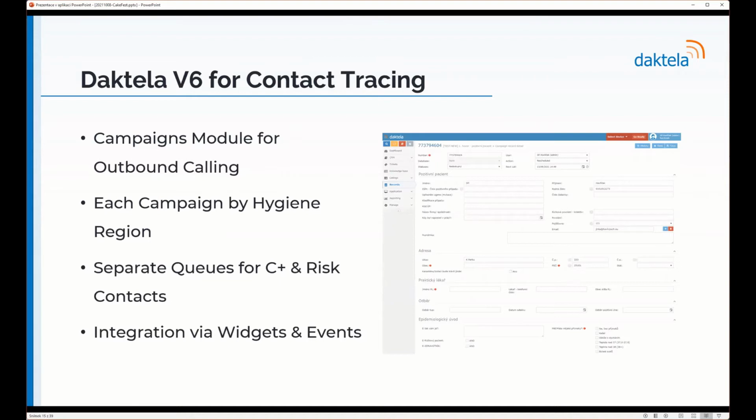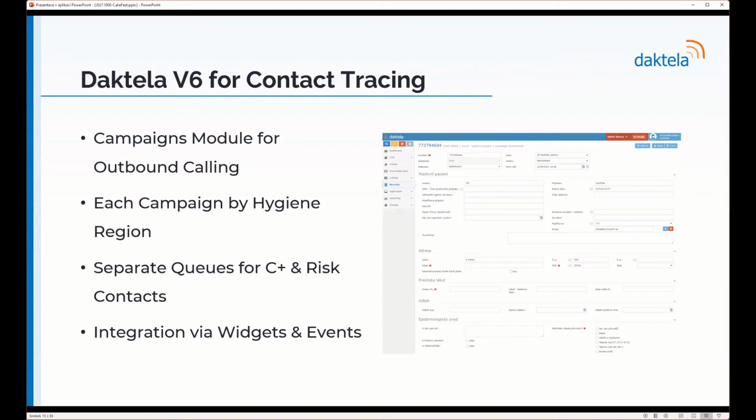As I said, for the contact tracing application, we've used the campaigns module for the outbound calling. One of the important things is that each hygiene region required to have the data separated from each other. So they needed to have their own campaigns, their own queues for COVID positive and risk contacts. They needed to have all this data isolated and had to have ACL rules set for them. So each hygiene station just worked for themselves, and within some busy periods, they would be able to help each other based on the requests made on the support service desk, which would then alter the permissions for each of these queues.